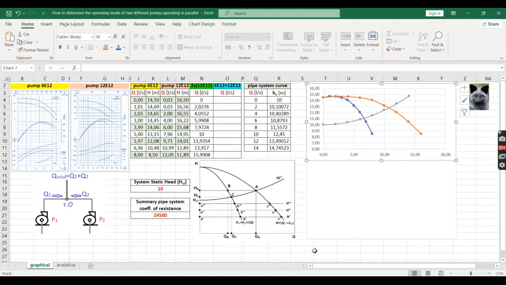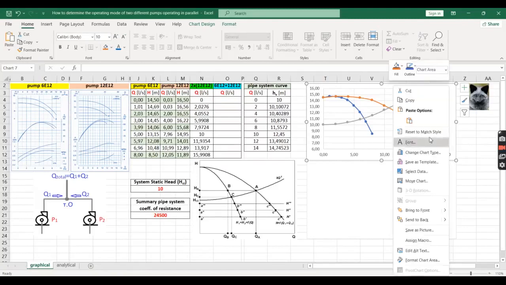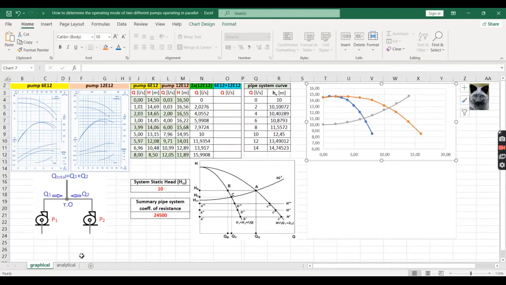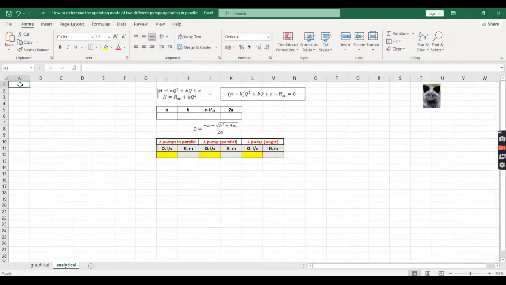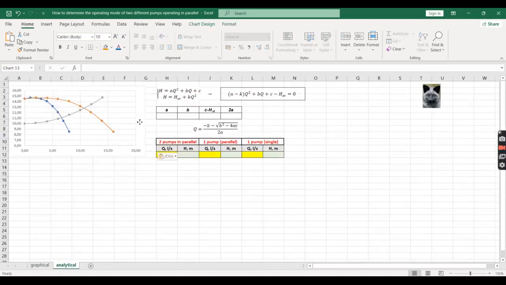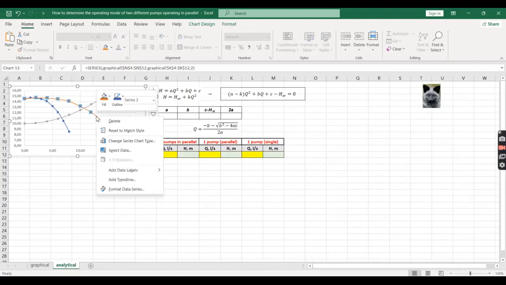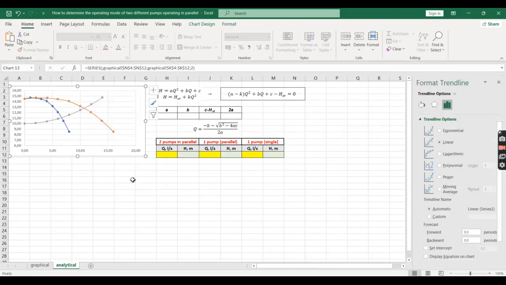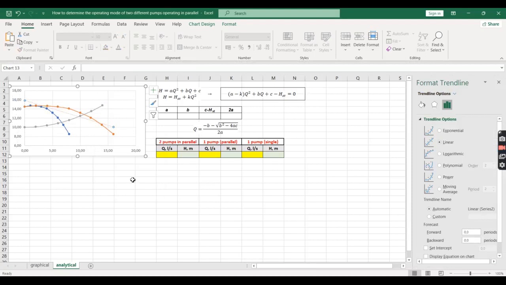For this aim, it is necessary to copy the pump curves diagram and transfer it into another Excel workspace. So let's paste it here. We have to do this because now it is easier to obtain the equations describing these two curves. It is well known that with sufficient accuracy, these two curves could be described with full second degree polynomials.